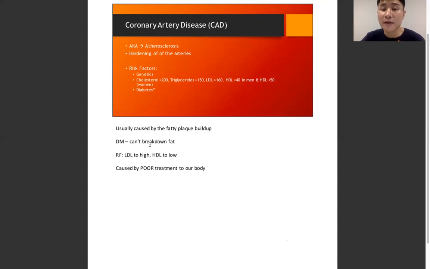So coronary artery disease is usually caused by fatty plaque buildup, also known as atherosclerosis. Diabetes mellitus, because they cannot break down the fat or the sugars, and therefore the blood vessel is always filled with sugars. A high level of sugar can damage the blood vessels, so it can cause scarring, and this scarring will be a place where the fat gets stuck and builds up a big clot where the blood cannot travel through anymore. Risk factors: LDL too high, HDL too low, caused by poor treatment of our body.